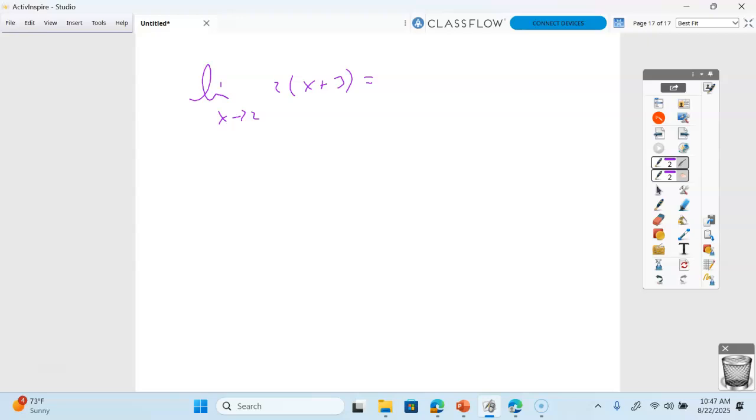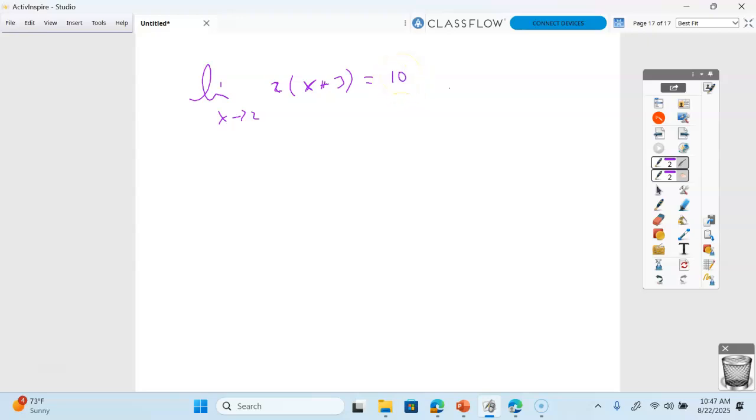So if I was to do this problem, how would I go about this problem? There's a 2 out in front of an x plus 3. So that's the first example on your right. Well, you could expand it. You can distribute, or could you just plug in a 2? Yeah. Okay, so you plug in 2. 2 plus 3 is 5. Times 2 is 10. It's not 0 over 0, so we're done, right?